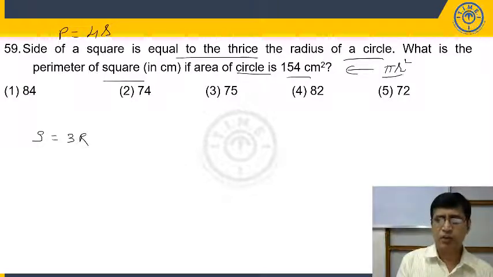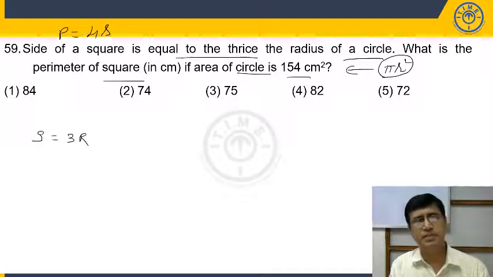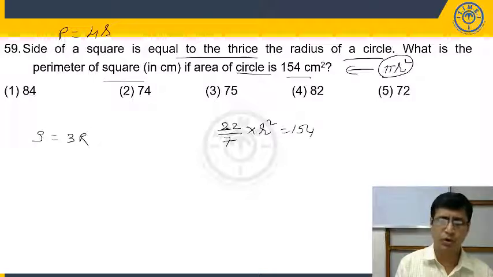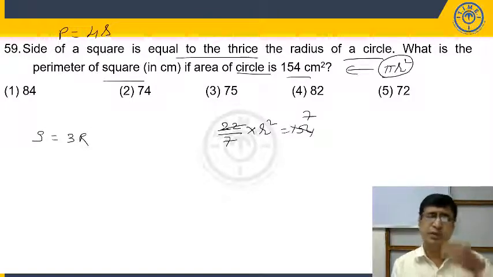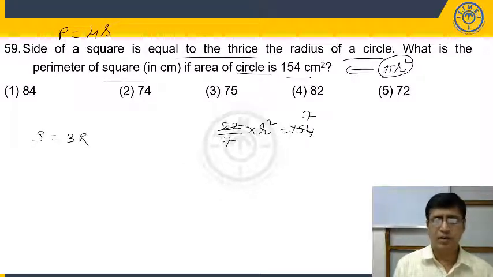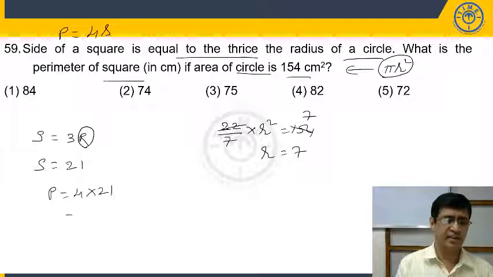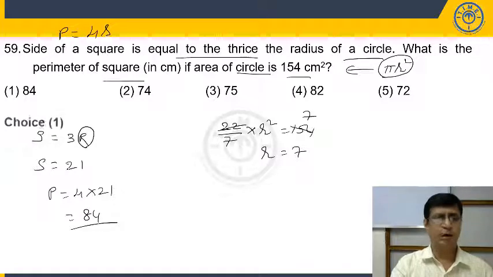My dear students, pi r square is equal to 154, where the value of pi is approximately 22 by 7. 22 by 7 into r square is equal to 154. 22 goes exactly 7 times in 154. What is the value of r? It is 7. So when r is equal to 7, how much is the value of a side? 7 into 3, it is 21. So what is the perimeter? 4 into 21 is the answer. 4 into 21, yes, you are right, 84. Option choice 1 is the right choice.